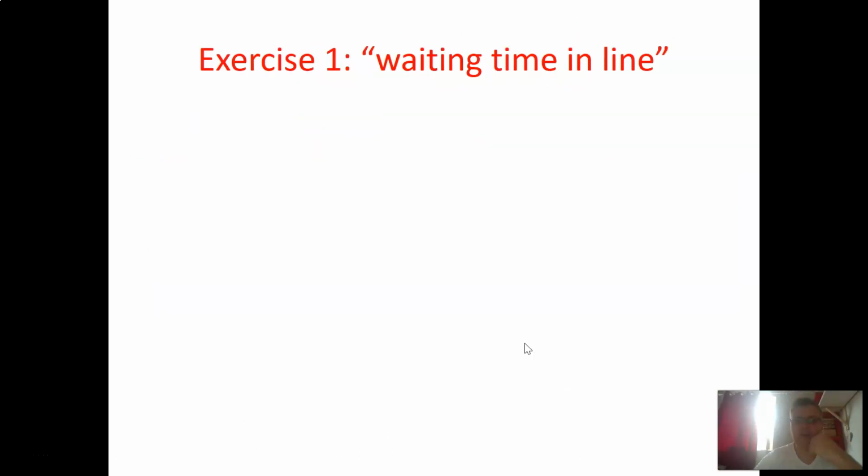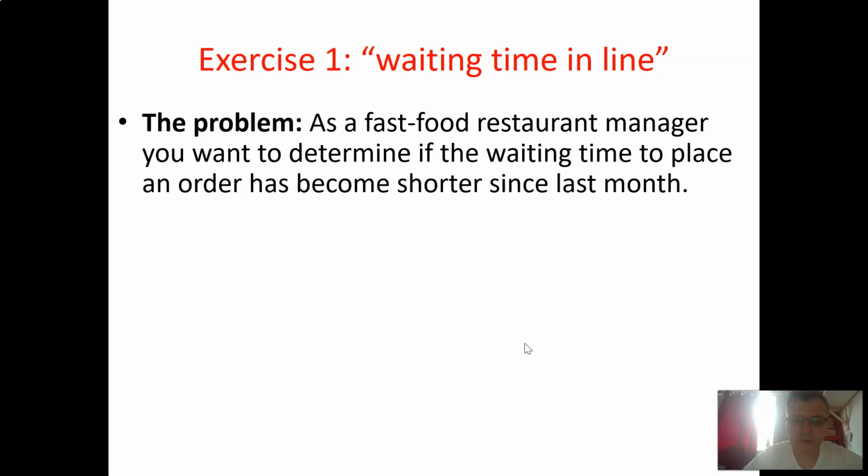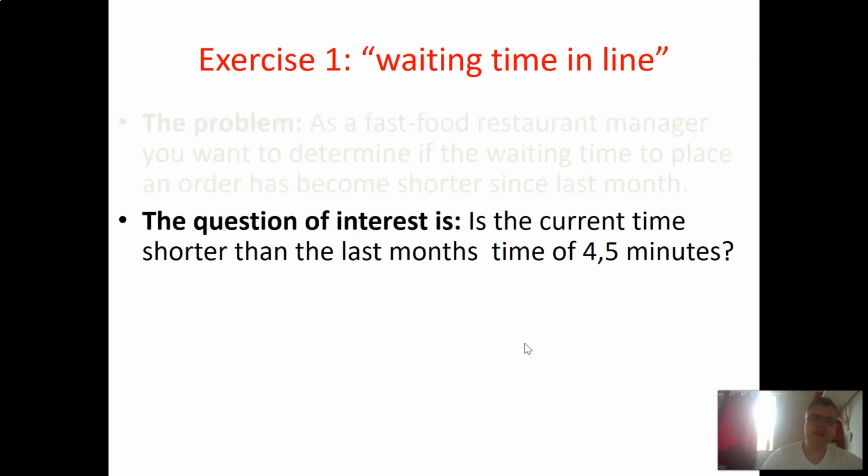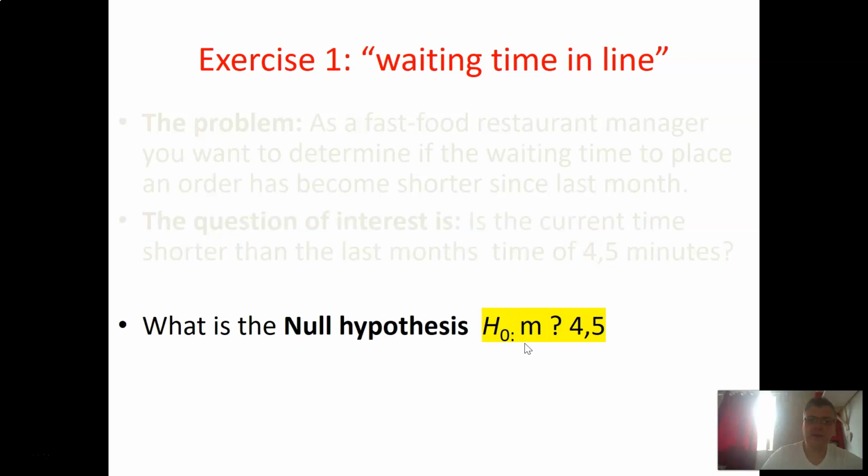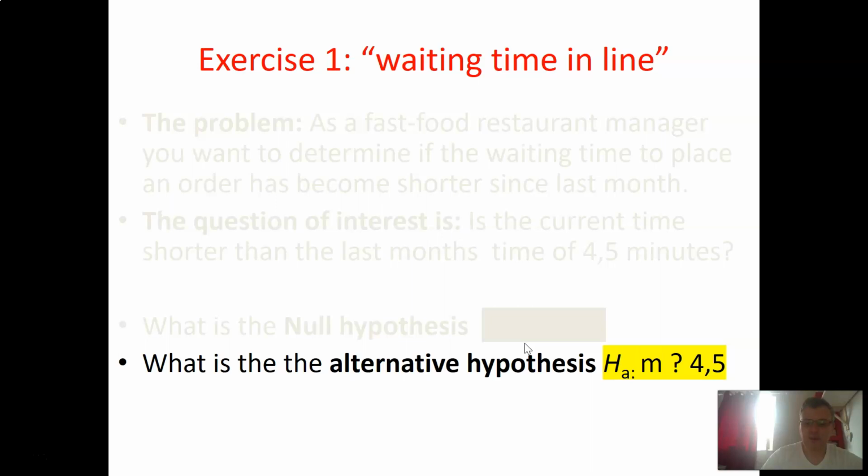So here come some exercises, and just feel free to pause them and state your hypothesis, and you can compare to the answer I will give you afterwards. So the problem is, let's say as a fast food restaurant manager, you want to determine if the waiting time to place an order has become shorter since last month. And the question of interest is: is the current time shorter than last month's time, which was 4.5 minutes? So what is the null hypothesis and what is the alternative hypothesis?